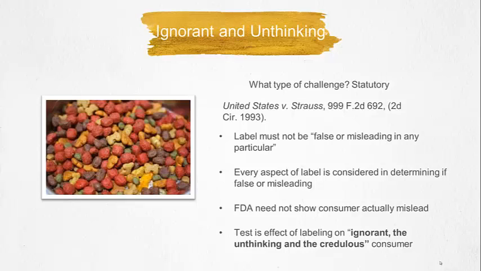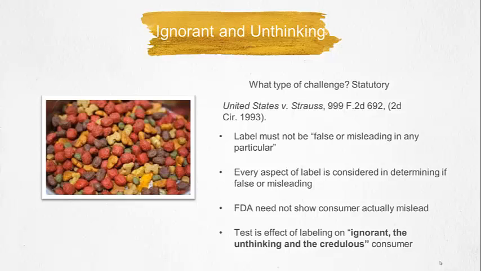Other elements from this case that we saw is that not every aspect of the label has to be false or misleading. They don't necessarily have to prove that it actually is, and there's no need to say, here is John Doe, and John Doe bought this product and was confused, and here's John Doe's evidence and testimony to prove that they were actually misled into purchasing this product. We don't need that. We simply need to speculate based on the standard of what an ignorant and unthinking consumer would believe this label to be, and make the case there.